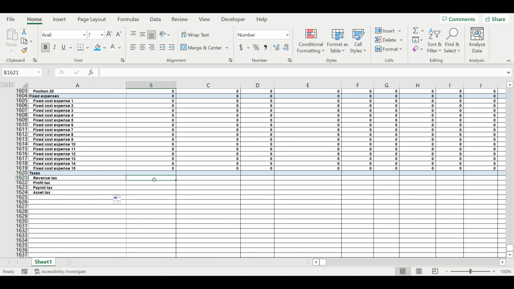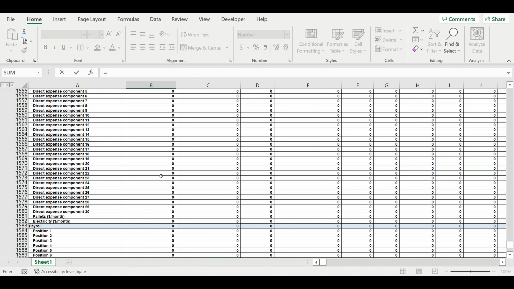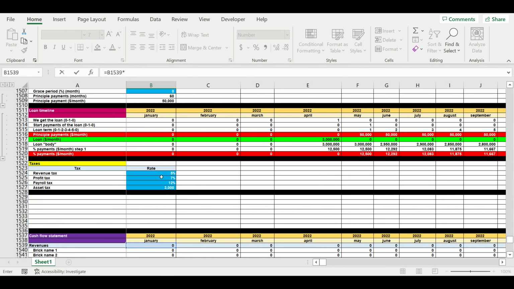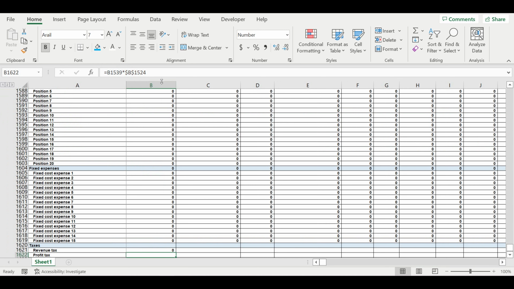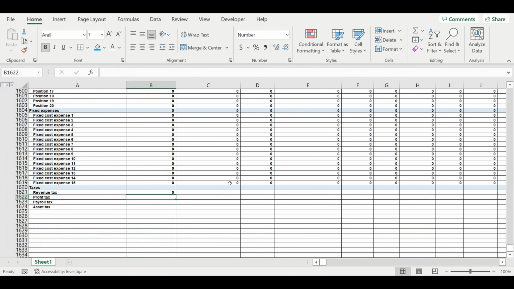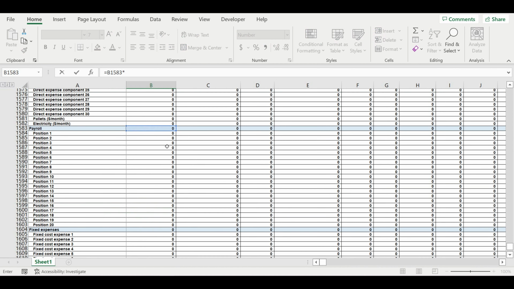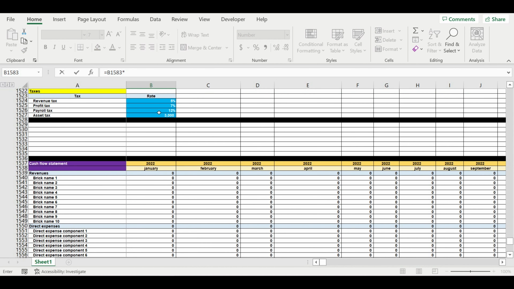Well, first of all, we calculate the revenue tax. We take the revenue, multiply it by the tax rate. Then we will later calculate the profit tax. Then we are moving to the payroll tax. We take payroll multiplied by the rate, freezing the rate.